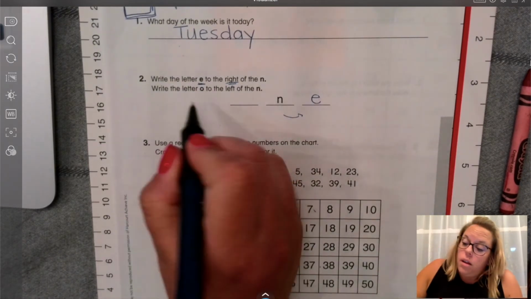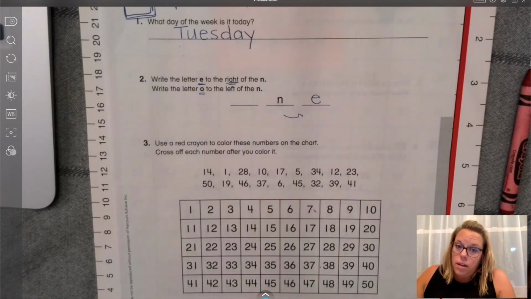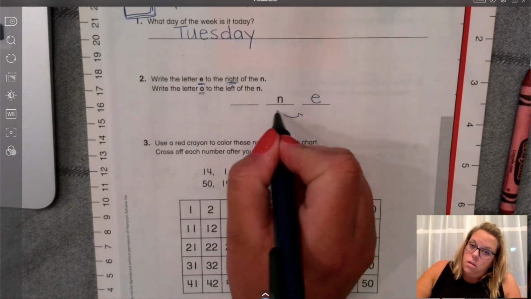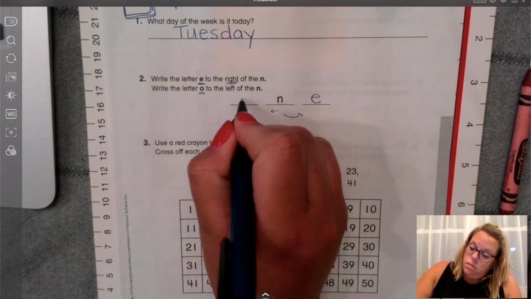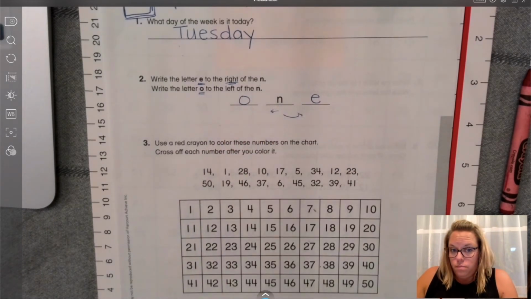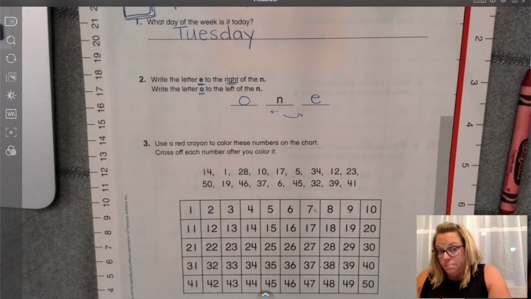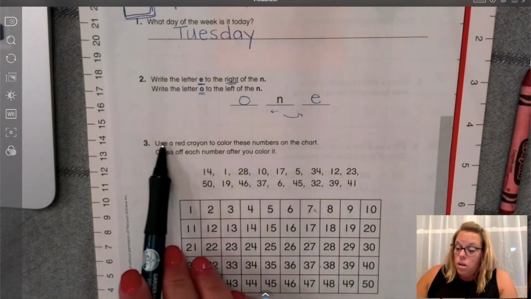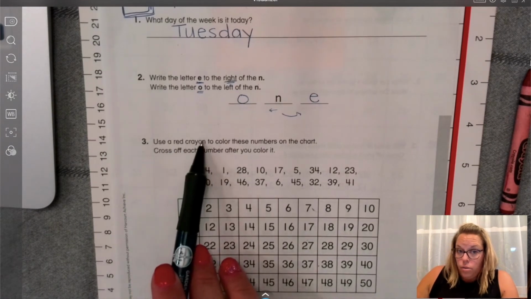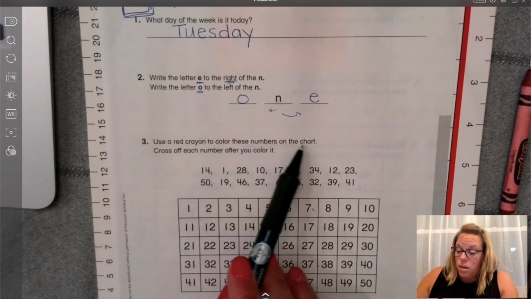Then let's go ahead. And it says write the letter O to the left of the N. To the left, to the left. Go ahead and make an O. Now, here's where our directions get very specific. It says, use a red crayon to color these numbers on the chart.